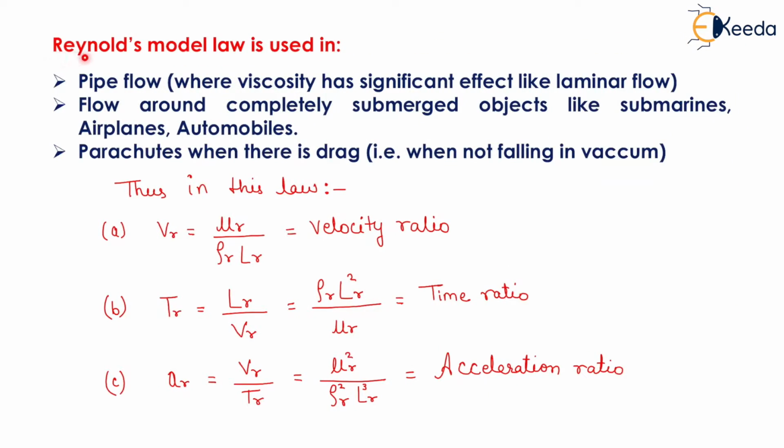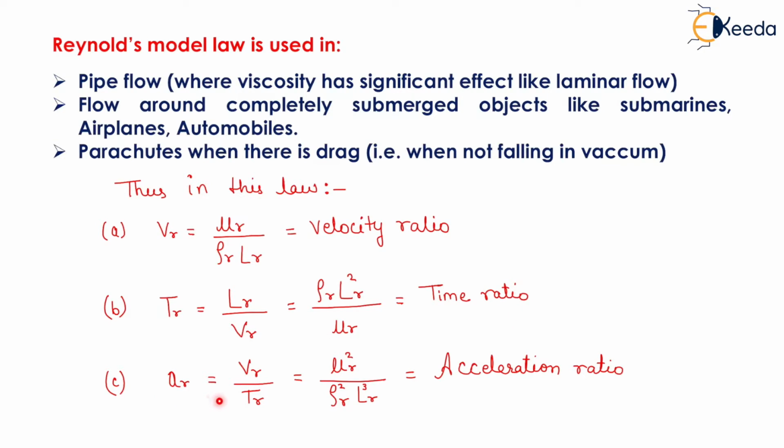Now the next topic: the Reynolds model law is used for pipe flow where viscosity has significant effect, like laminar flow. Next is flow around completely submerged objects like submarines, airplanes, automobiles, etc. Parachutes, when there is drag, that is, when not falling in vacuum. Thus, in this law, Vr will be equal to mu r upon rho r into Lr, which is the velocity ratio. Next, Tr equals Lr upon Vr, which will be equal to rho r into Lr square upon mu r, that is the time ratio.